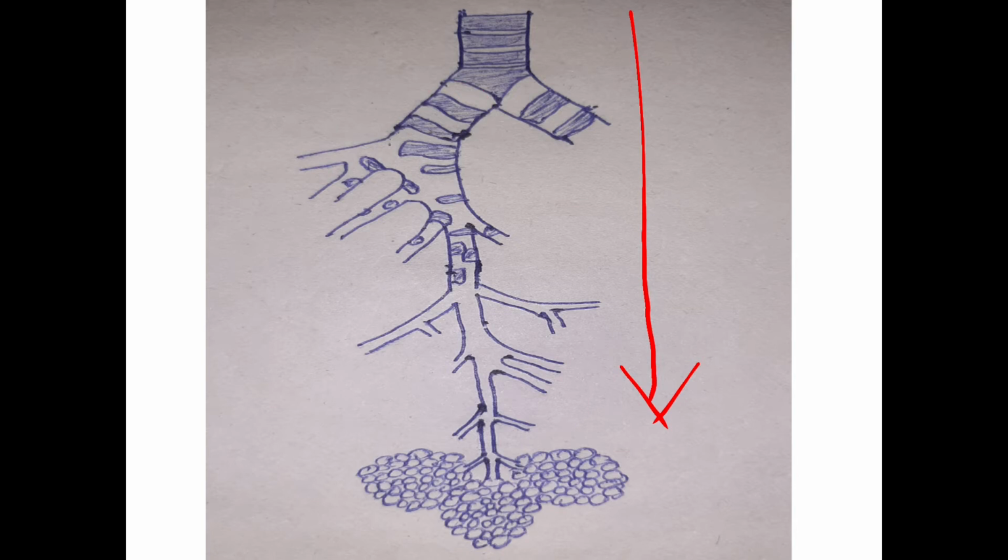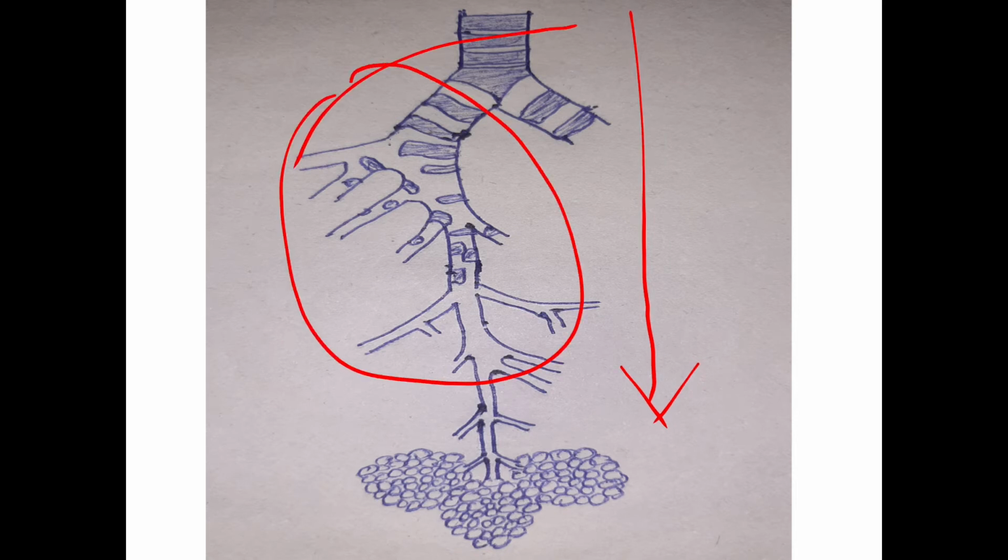So from the trachea onwards to the respiratory bronchioles, it is the passage for conducting airways, right? What is the function of our conducting airways? It is nothing but filtration and humidification of the air. Whatever particles or foreign materials are there in our inspired air will be trapped in these bronchi or bronchial branches.